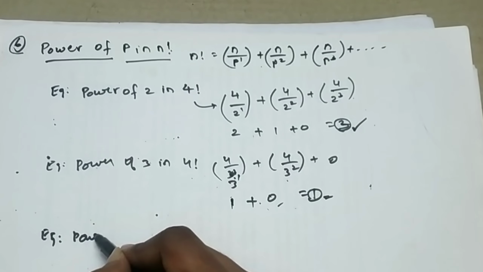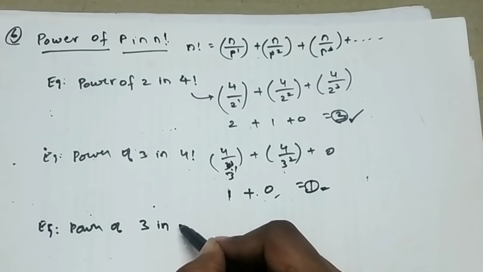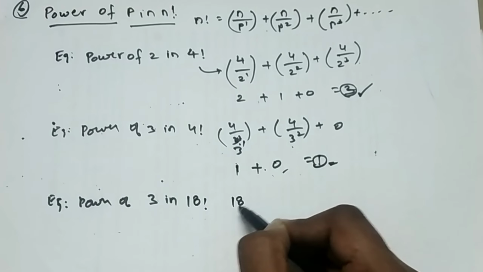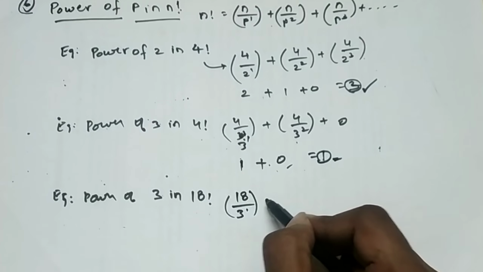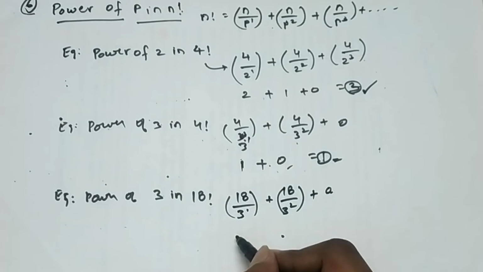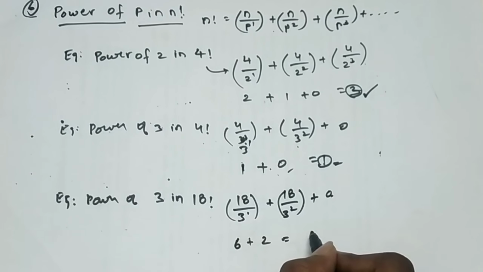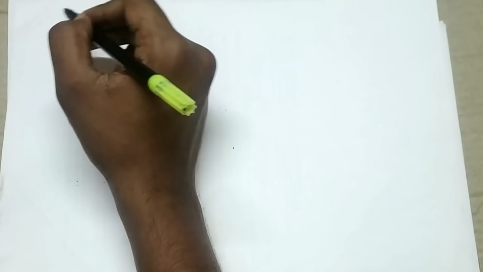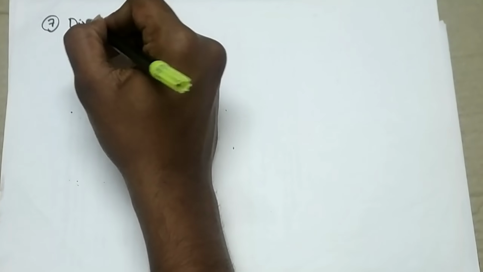Another example, power of 3 in 18 factorial will be 18 by 3 plus 18 by 3 square plus 18 by 3 cube, and anything more than that is 0. So 6 plus 2 is equal to 8. So it is the power. So let us learn the division rule.